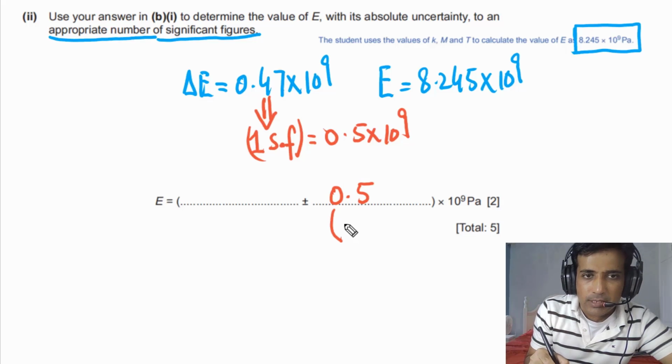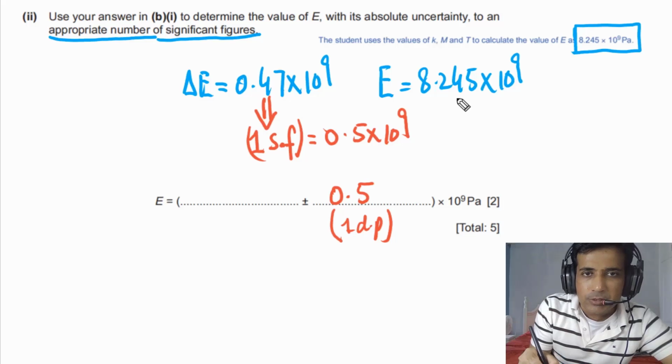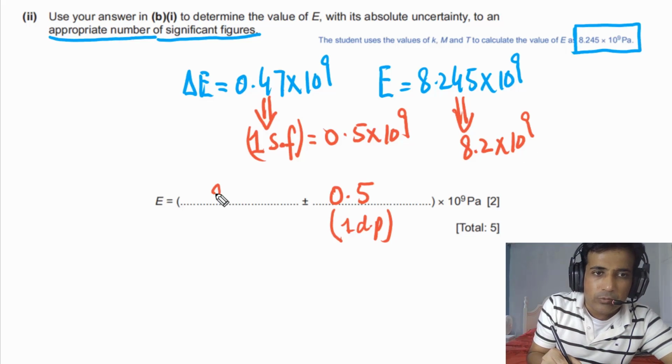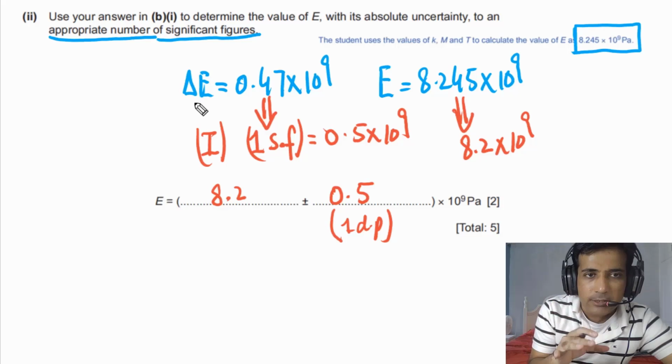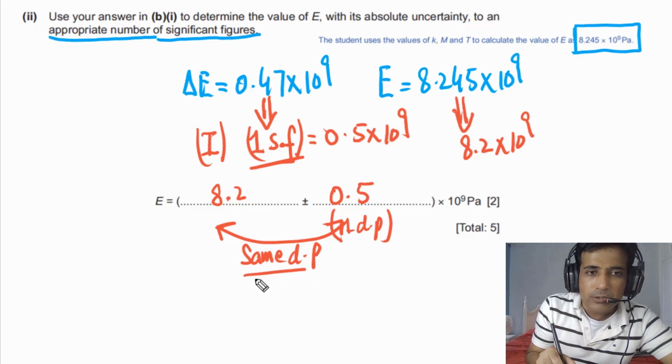Now we need to consider how many decimal places the absolute uncertainty has. Absolute uncertainty has only 1 dp. So this measurement also must have 1 dp. So simply we can write down this one up to 1 dp. This will be 8.2 times 10 to 9. So we can write here 8.2. Now step 1, the first point you need to understand is the absolute uncertainty has to be rounded to 1 SF. And the second thing you need to understand, the absolute uncertainty and the measurement should have the same dp. So this is the point you need to understand.